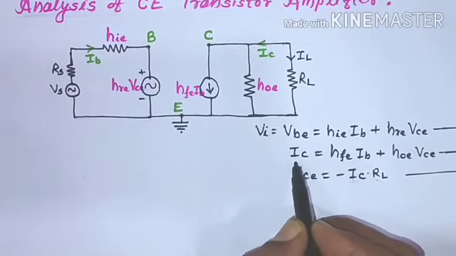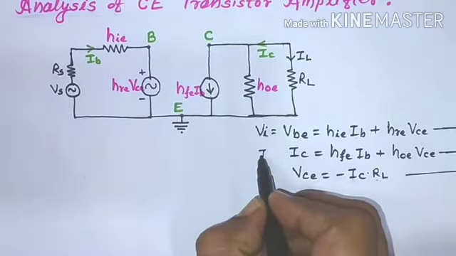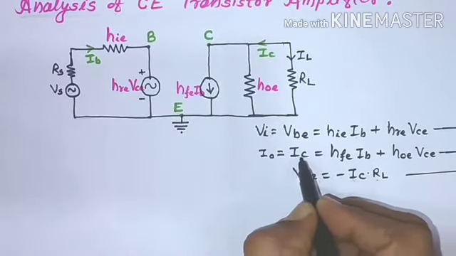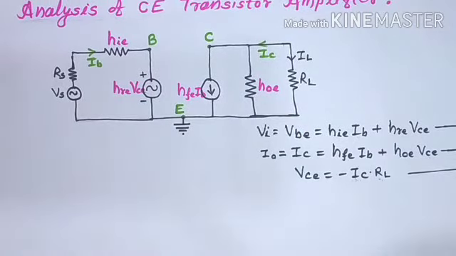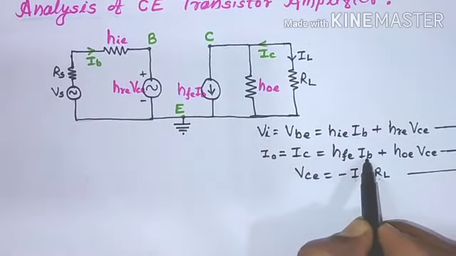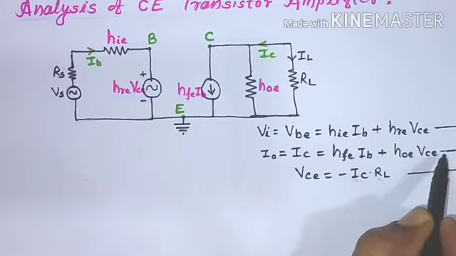The next equation we derived in the last lectures is for the output current IO, which equals IC. Here this IC is nothing but the same IO. So IC equals HFE into IB plus HOE into VCE. Name this as equation B.